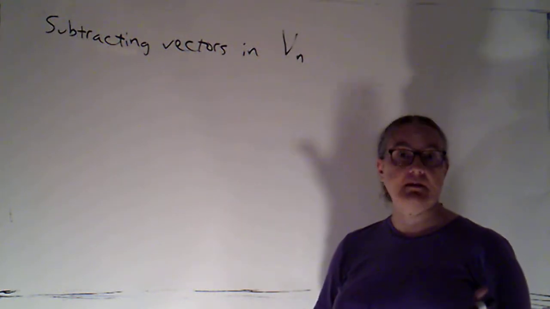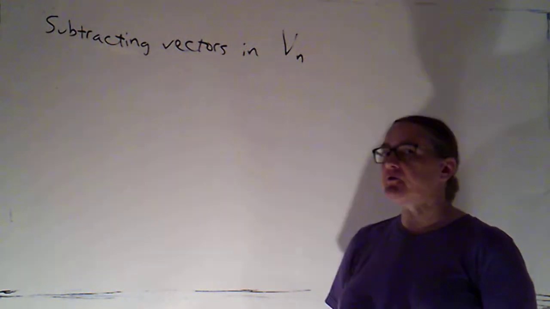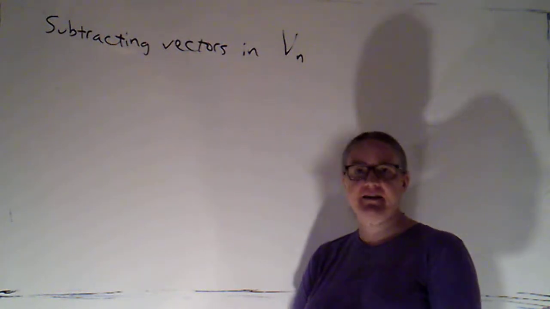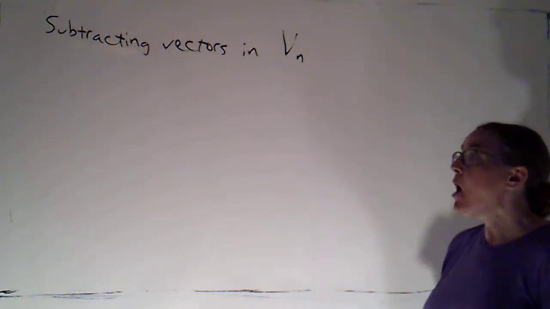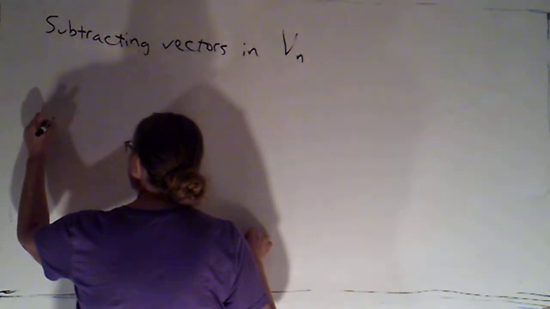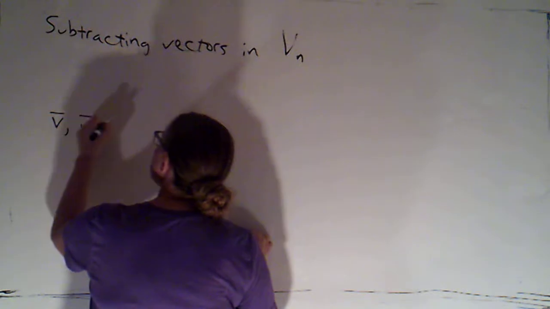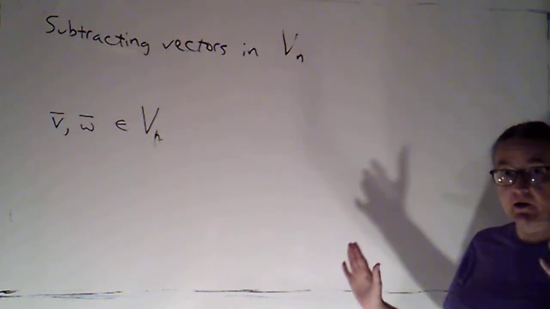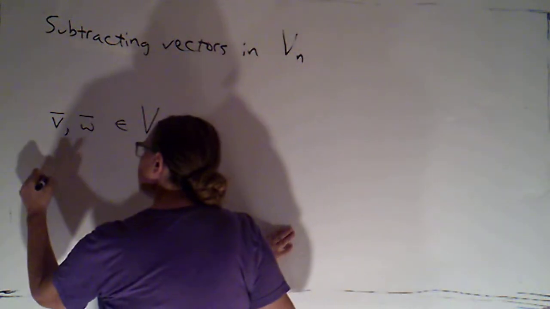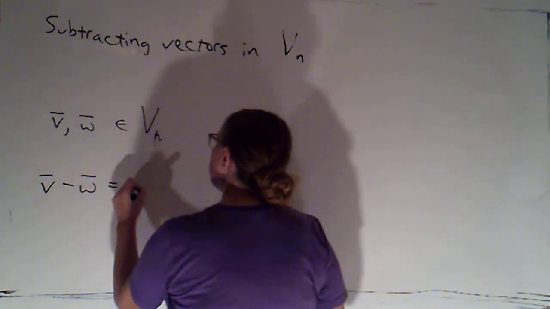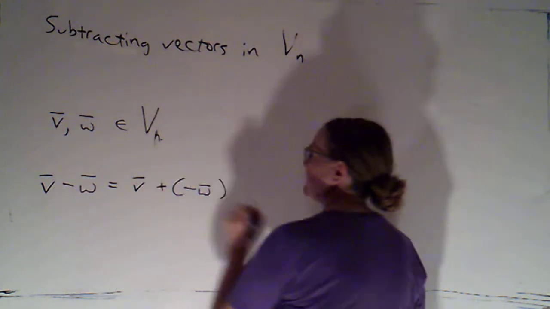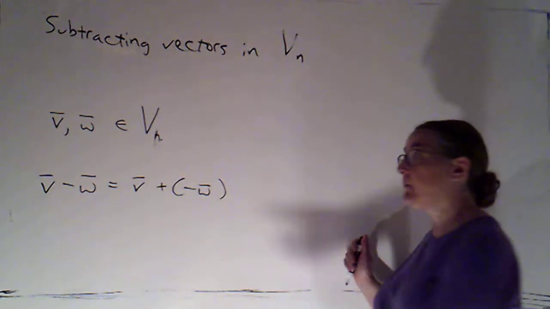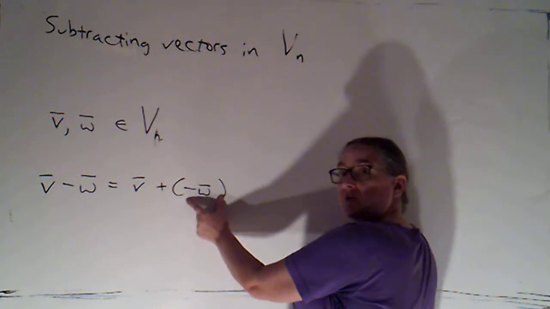Those are addition and scalar multiplication. That's not to say those are the only things that we can do with our vectors, but those are the only two operations that are officially designated as vector space operations. We can, however, do something called subtraction. So if I have V and W, two vectors in Vn, so that they're in the same space, I can define V minus W to simply be V plus the opposite of W. So it isn't really a new operation, it's just something I get by doing a combination of addition and scalar multiplication.